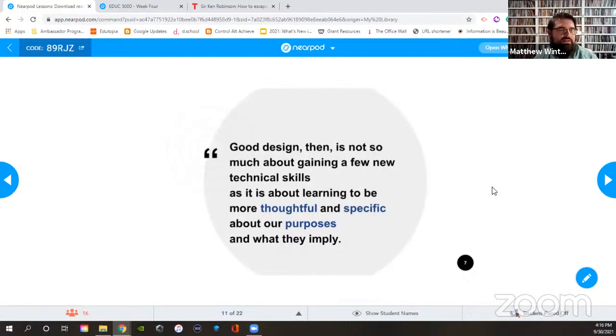Good design then is not so much about gaining a few new technical skills as it is about learning to be more thoughtful and specific about our purposes and what they imply. The goal is the purpose. What are we trying to do in our classroom? What are we trying to teach? What do we want our students to learn? And if we keep that in mind, that end goal of what is the thing that we want our students to learn, everything else will follow behind it. But we have to first think about the end goal in mind rather than the difficulty of the day in front of us.